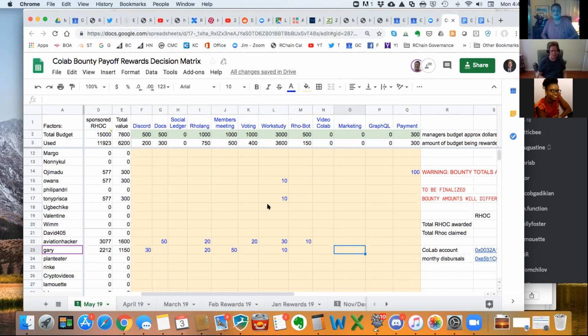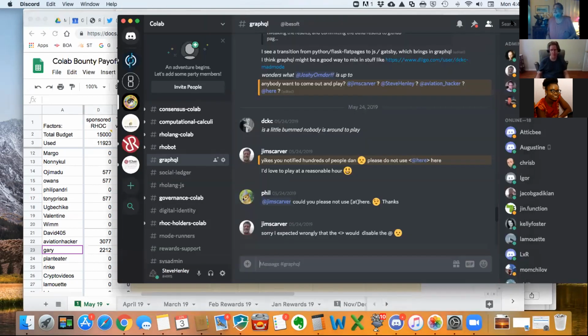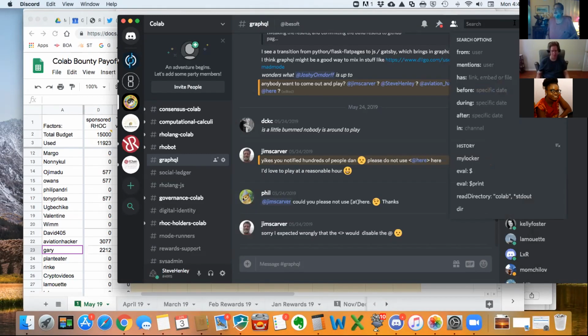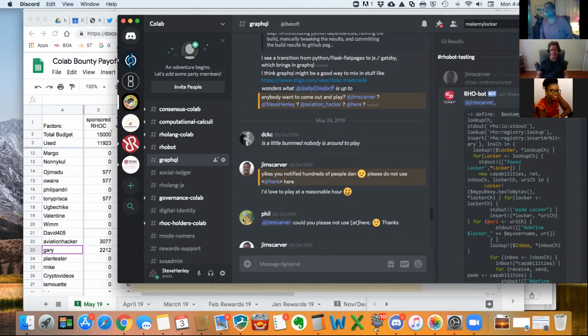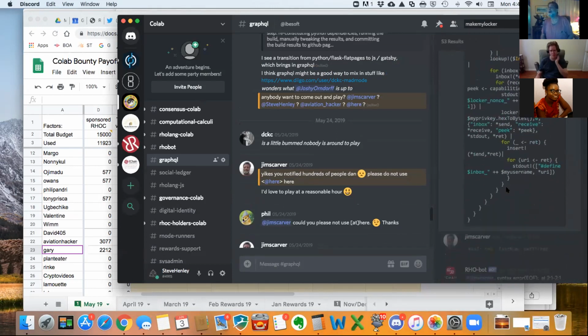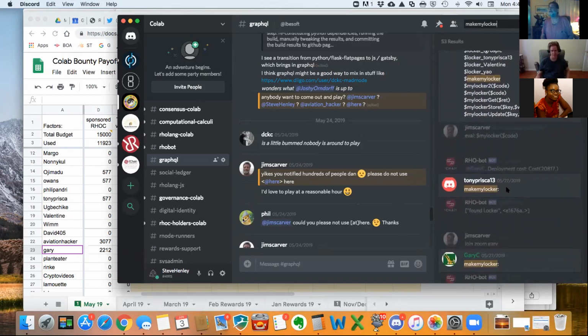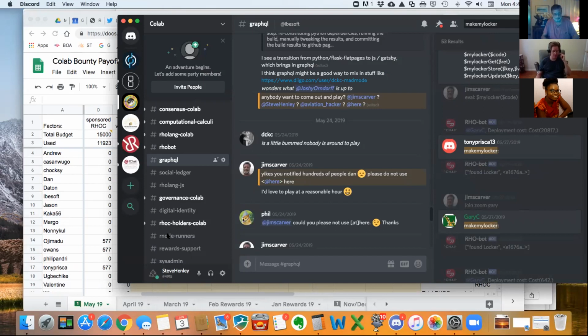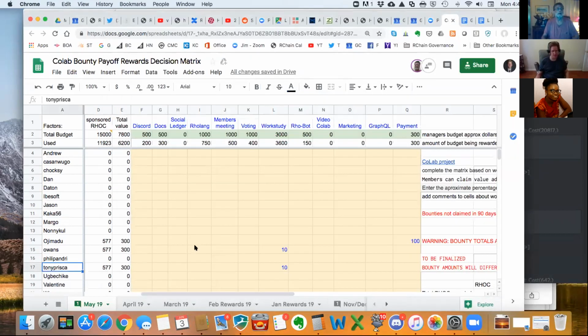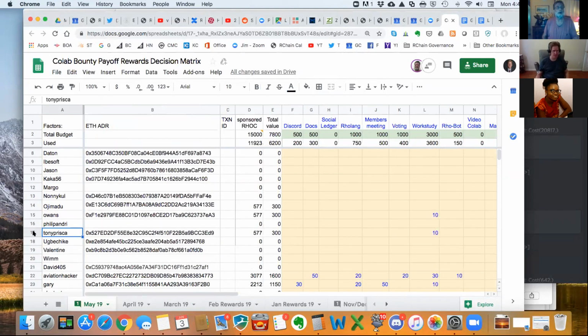Why don't you search for Make My Locker in Discord? Okay, just read off the names of the people that did Make My Locker. Let's see what we got here. This month, right? We have Tony Priska. I don't see Tony in here. No Tony. Since Tony hasn't been around since we started using it. Oh, he is. They're right there on line 17.